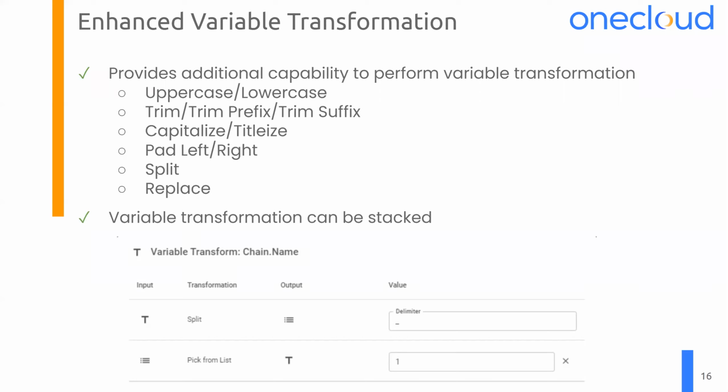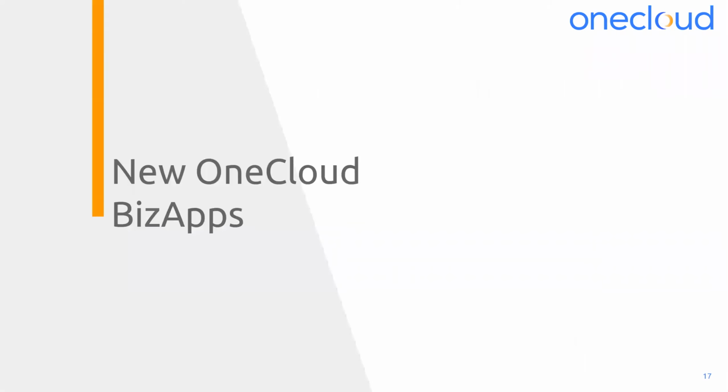And with all transformations within OneCloud, you can stack these together all inside one transform of one variable. So it's all in one place. You can see exactly what's going on with that data and how it ended up becoming the way that it did within your chain. So that's it for the features that we've added.